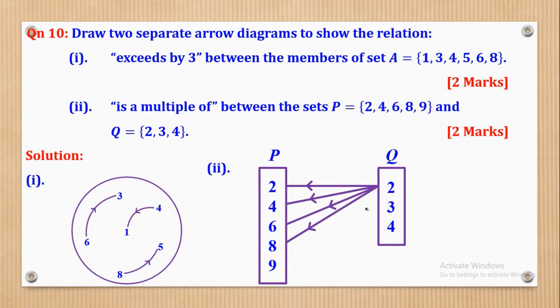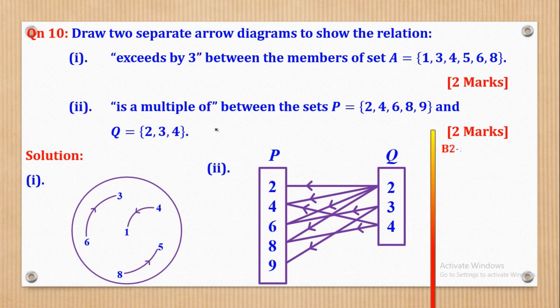Then when it comes to 3, 3 is a multiple of 6, and also a multiple of 9. When it comes to 4, 4 is a multiple of 4, and a multiple of 8. So that will be the arrow diagram for Roman 2. So basically that's what they wanted. Now let's see how much can be awarded.